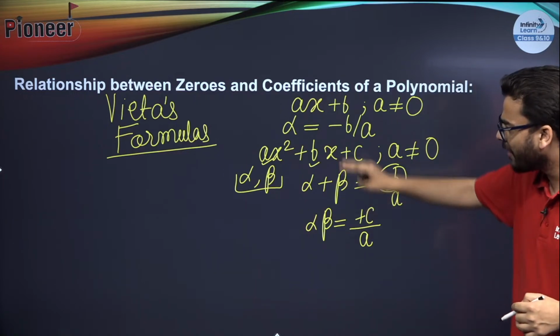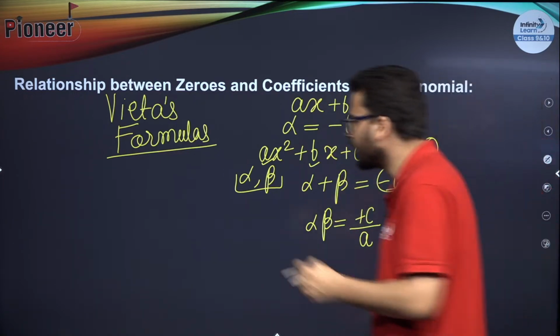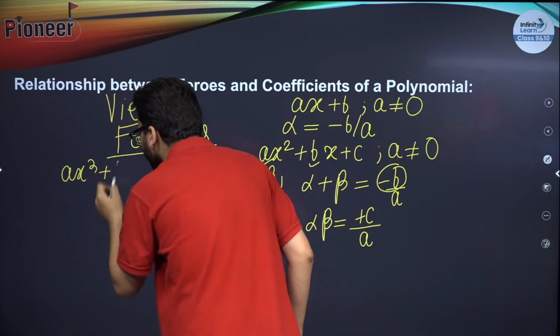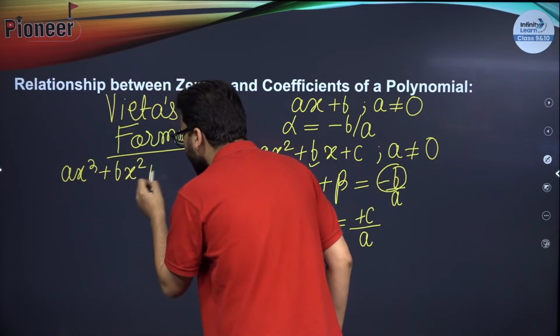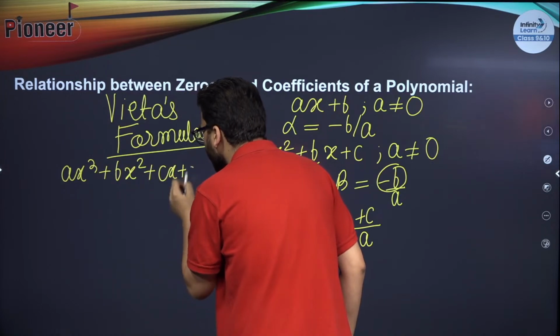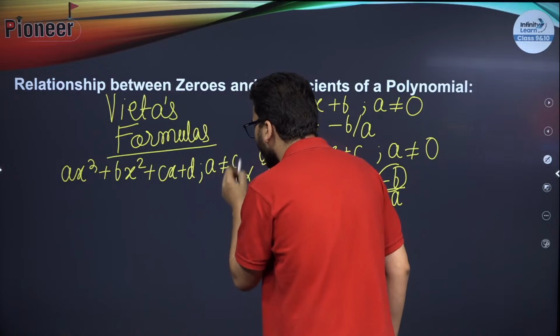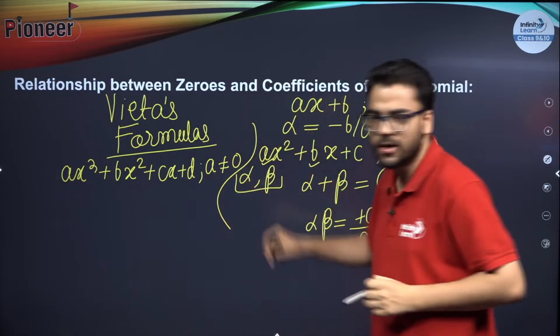Now suppose I have got a cubic polynomial, a 3-degree polynomial. So that is equal to ax cube plus bx square plus cx plus d, the standard form of a cubic polynomial, where obviously a cannot be equal to 0, coefficient of x cube cannot be equal to 0.